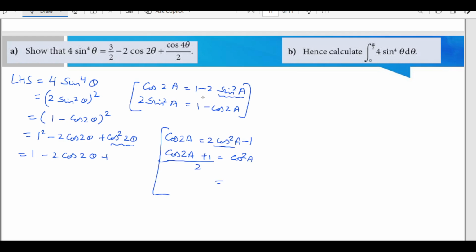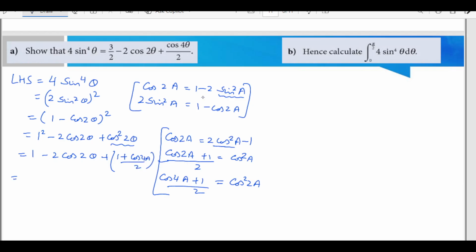Here we have cos 2 theta and the formula is in terms of cos a, so if we want 2a to be 2 theta, we double the angle on this side. This will become cos 4 theta plus 1, all over 2. We will use this formula here, so I will write it down: 1 plus cos 4 theta over 2, right?